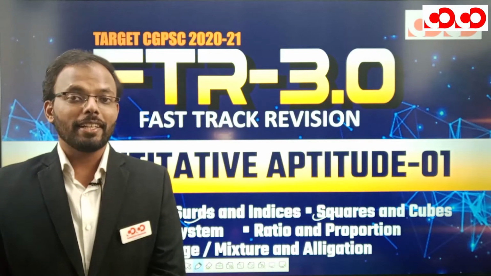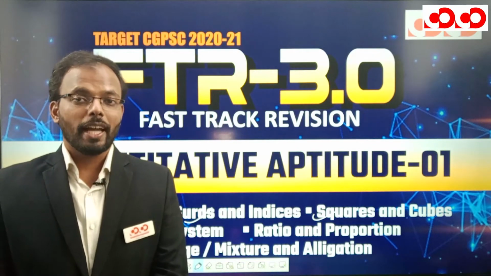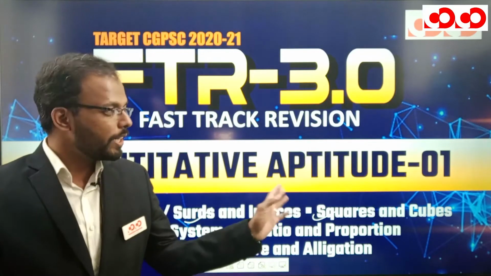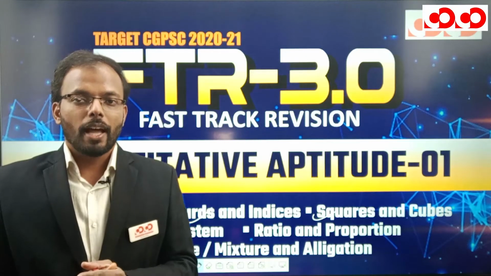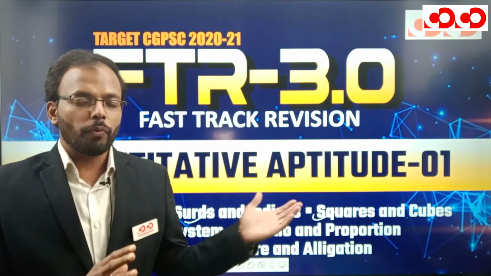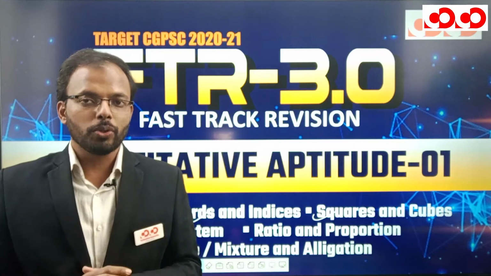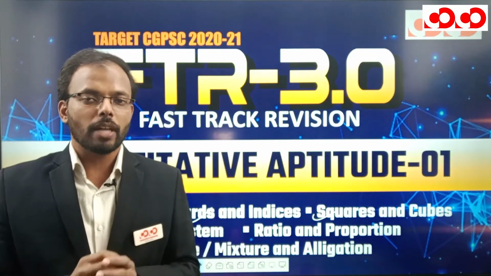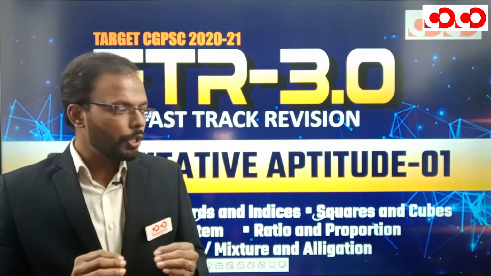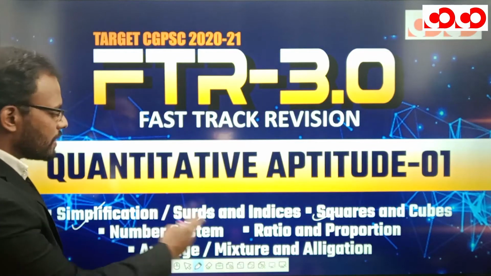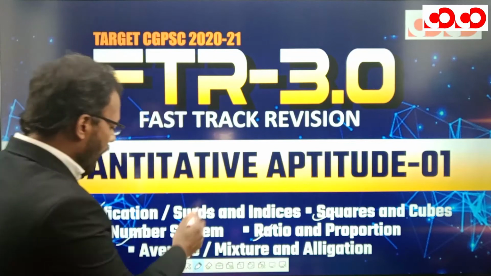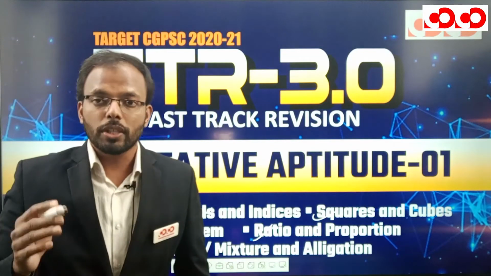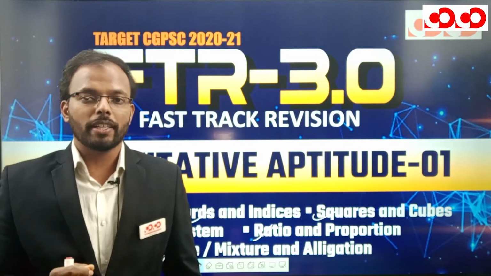As you all know, it is a must to score 33% in your CSAT exam, and quantitative aptitude plays a major role in qualifying that paper. In this series of quantitative aptitude there will be 5 videos, and each part will have subtopics. For this first video we are going to discuss simplification, surds, indices, squares, number system, ratio proportion, average, mixture and alligation. So these are the 6 topics which we are going to cover in this part 1.